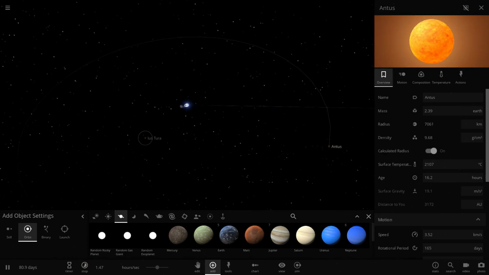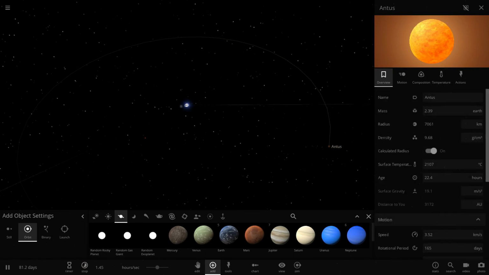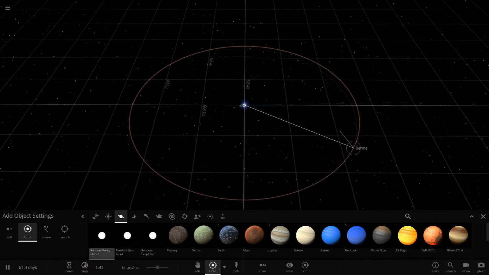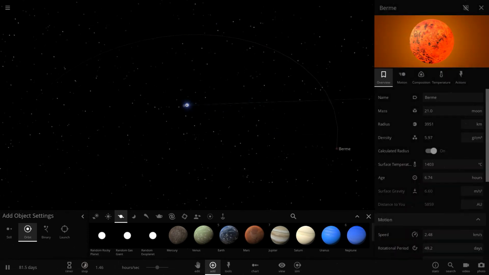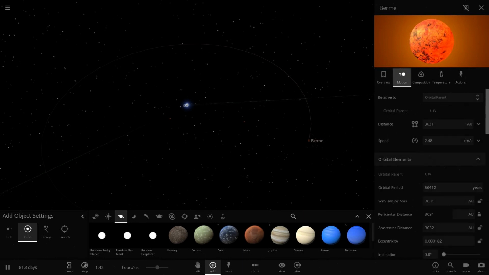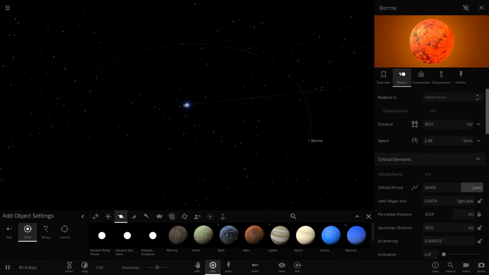At how far? That gets hotter as it. Oh wait, does it have an atmosphere? No. Why does that get hotter as you? How far is that right now? 3,000. No, wait, hang on a minute. Yeah, 3,000. How far is that in a light year? That's like 0.04 light years.